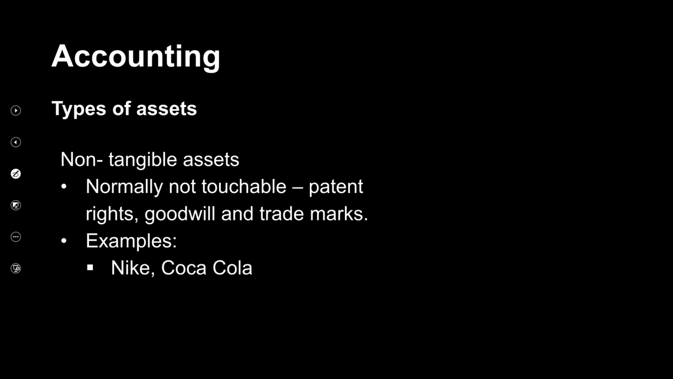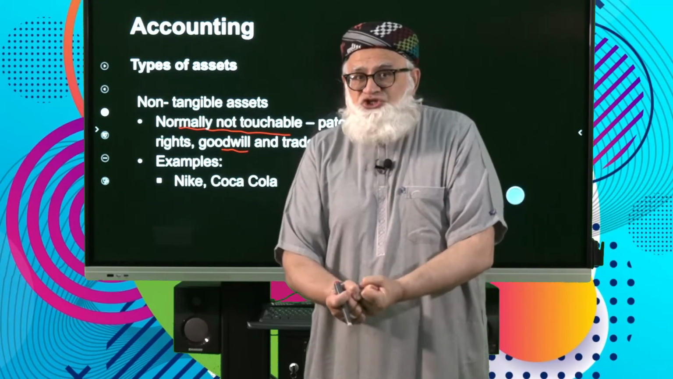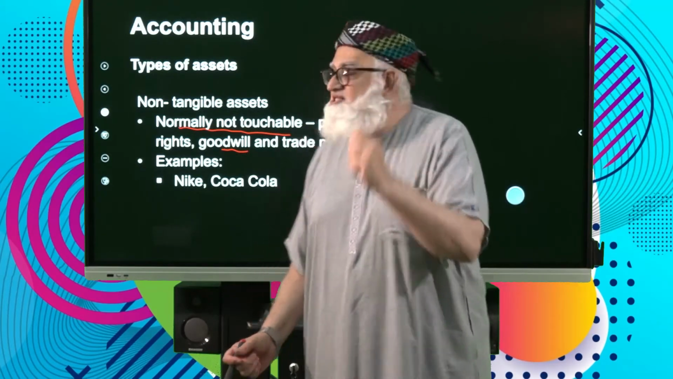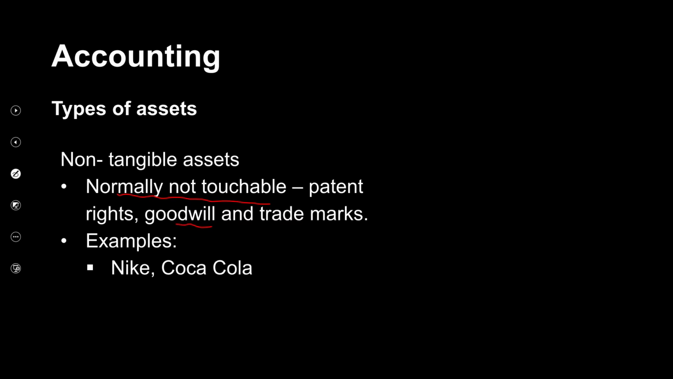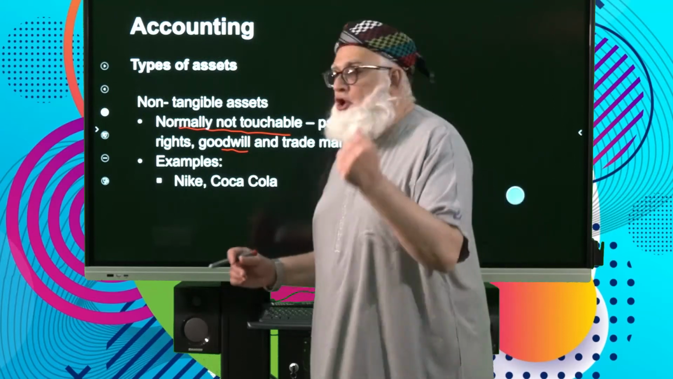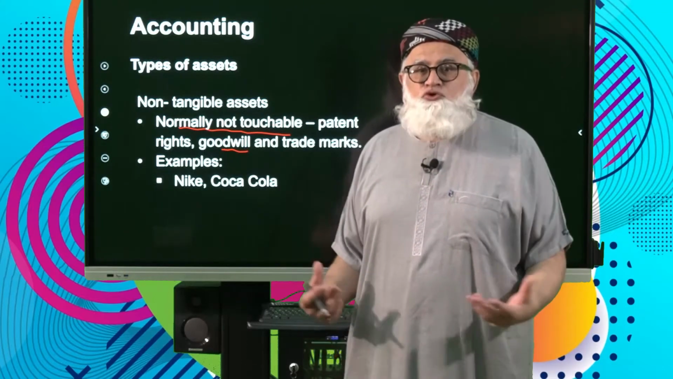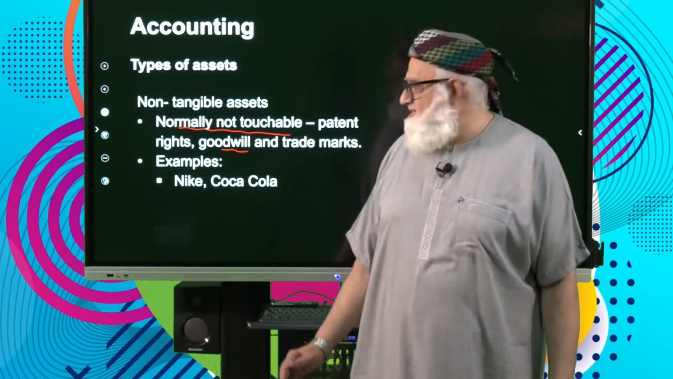However, you also get non-tangible assets. And here we're referring to assets that you can't touch. For example, patent rights, goodwill. If a business has goodwill attached to it, that's not something that you can see or physically touch. But yes, it is an asset, an intangible asset. Examples of this would be trade names, for example, Nike, Coca-Cola, etc. Remember, think of your non-tangible assets as well. However, for the needs of our curriculum, you would not be expected to know how to deal with your non-tangible assets.